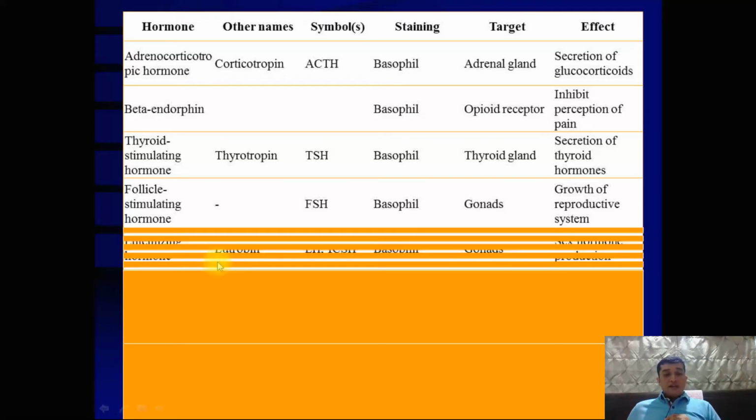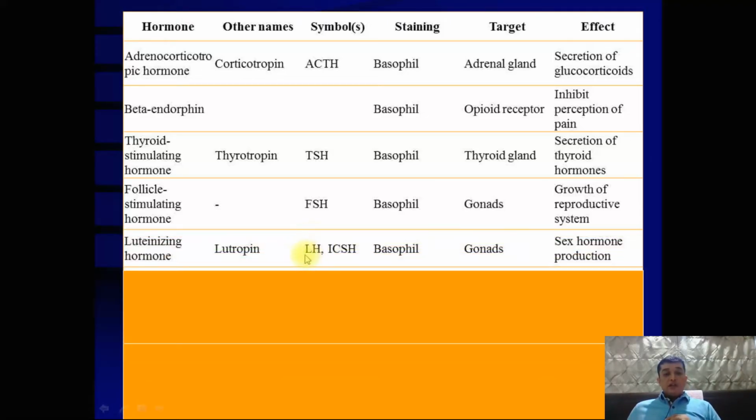Next one is also a gonadotrophin, that is LH. In case of female, it is called luteinizing hormone because it acts on the gonads, and they act on the corpus luteum. So from luteum it is luteinizing. In males, it is called ICSH, interstitial cell stimulating hormone. So they act on the interstitial cells, the cells of Leydig, right? There it stimulates testosterone. LH stimulates the release of progesterone and estrogen both. So they are also basophilic in nature. Target organ definitely is the gonads, and they are responsible for major sex hormone production in both male as well as female.